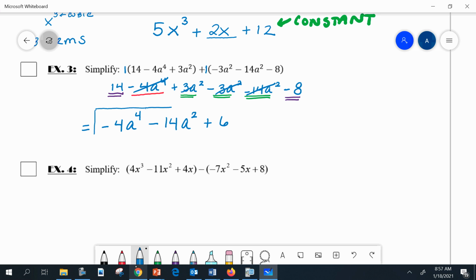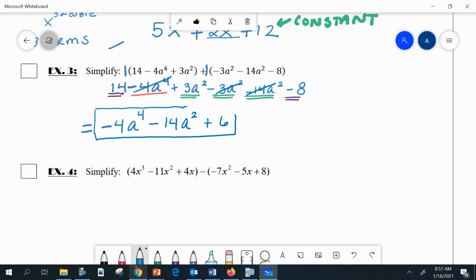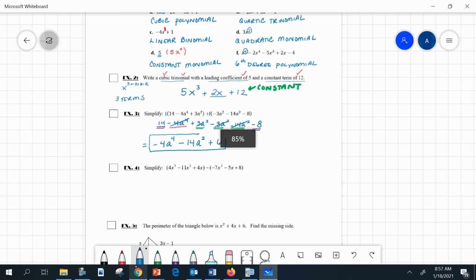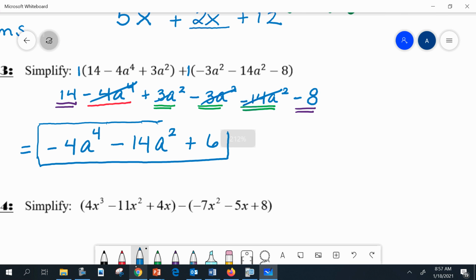So not only have I combined like terms by adding and subtracting, but the second thing I've done is I've written the polynomial in standard form. Okay? Not sure why it's not boxing in. Okay. All right, let's take a look at the next one.